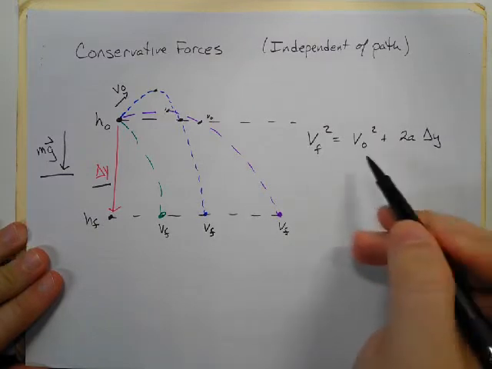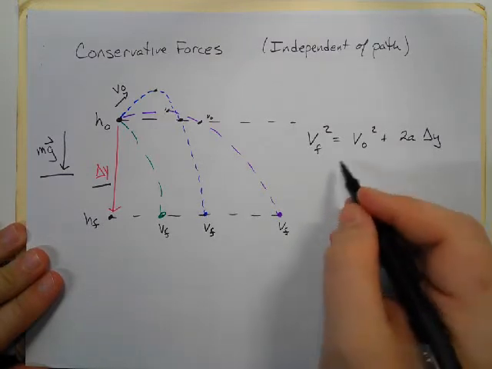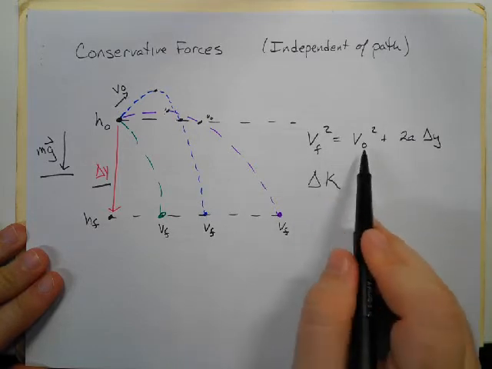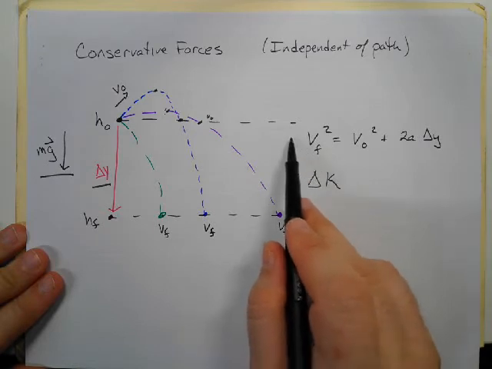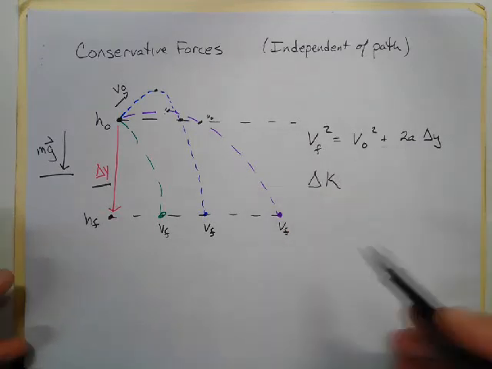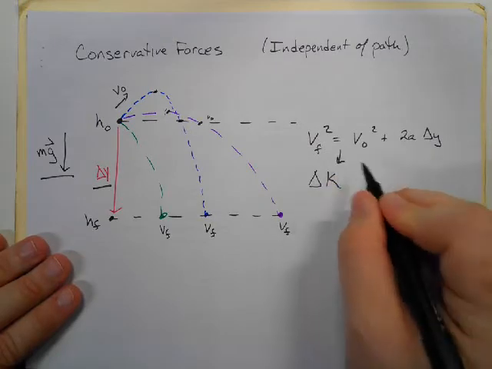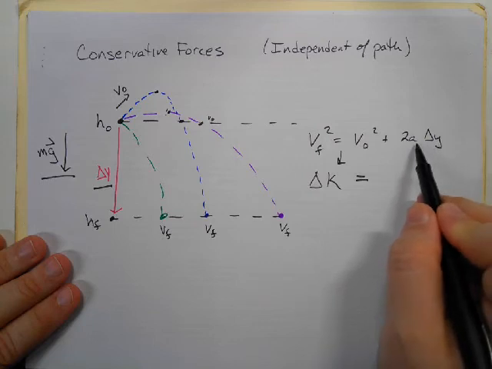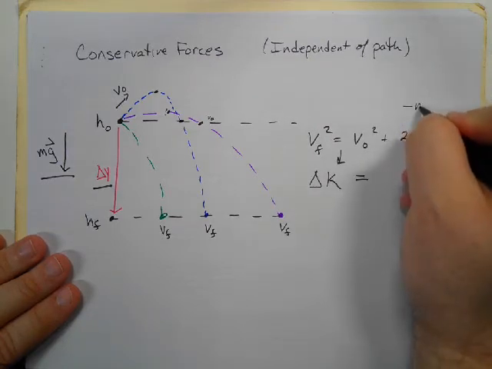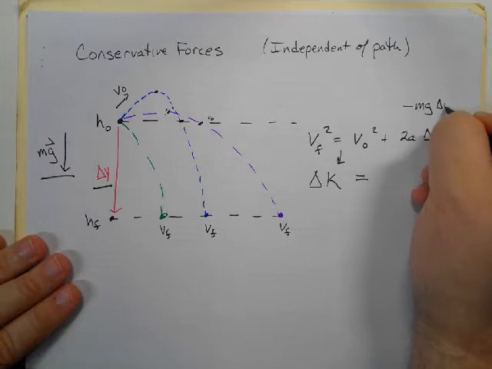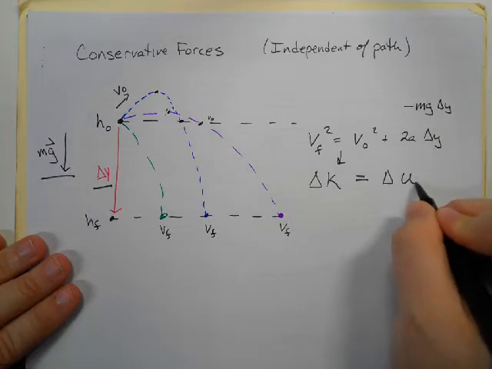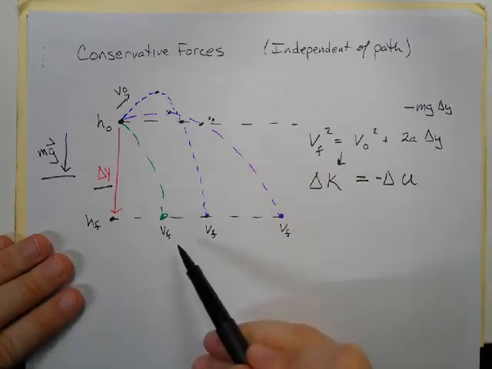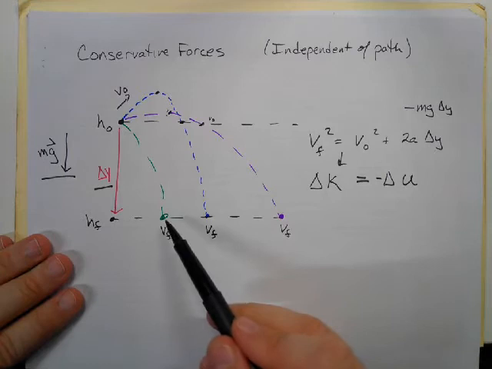So this is a statement of the kinetic energy. What we're really saying is delta K here is v final squared minus v initial squared, that part of it. So it's just 1/2 m v final squared minus 1/2 m v initial squared. Equals, well, over here, this is really minus mg delta y. This is delta U with a minus sign. If we gain kinetic energy, it's because we've converted potential energy.